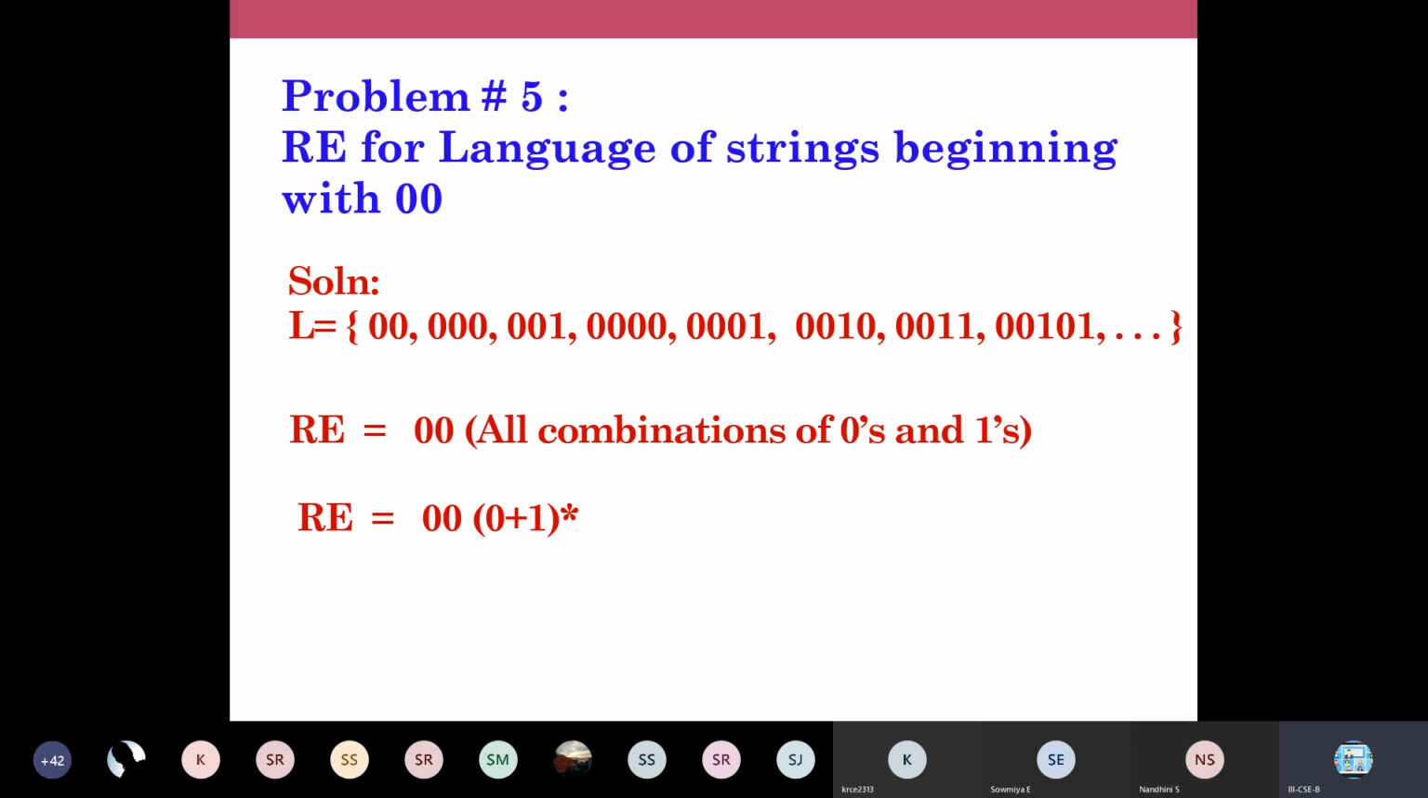So for this particular language, how can we write a regular expression? If your language consists of strings beginning with A alone, I can write A followed by all combinations of A's. Here we are going to consider the concept of mathematical induction, the basis step and induction step. You split like that.